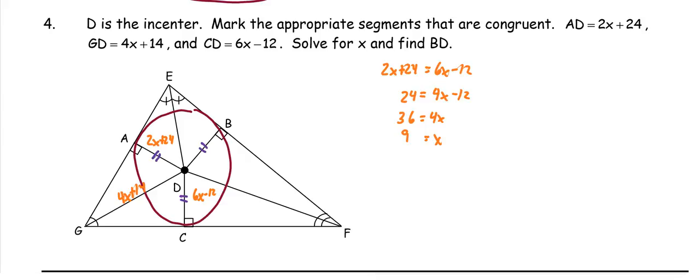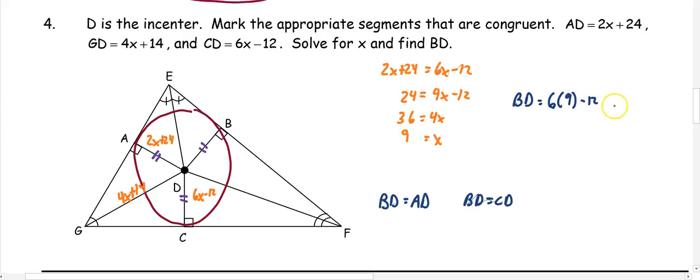Once I know x is 9, again, I know that BD is equal or congruent to AD, and it's equal to the length of CD. So to find the length of BD, I can pick either of those two segments. So I'll pick CD, 6 times 9 minus 12. So 6 times 9 is 54 minus 12 gets us 42.